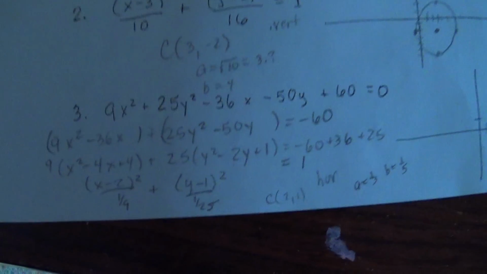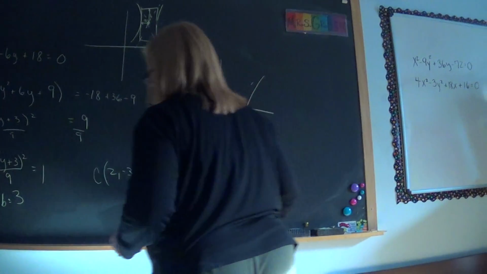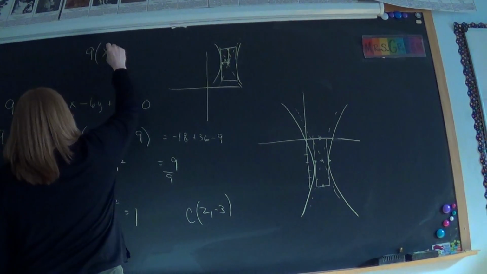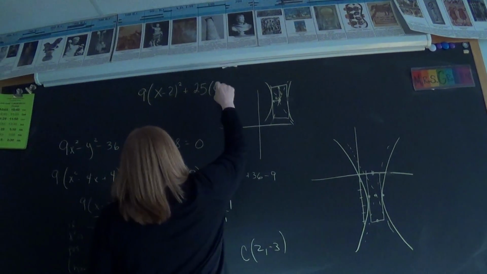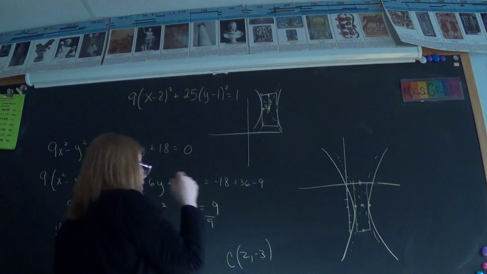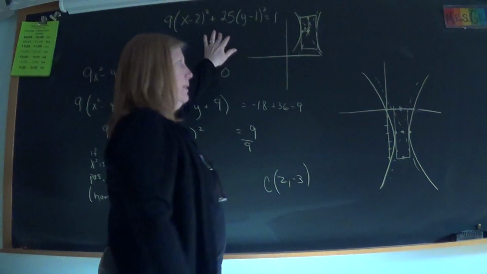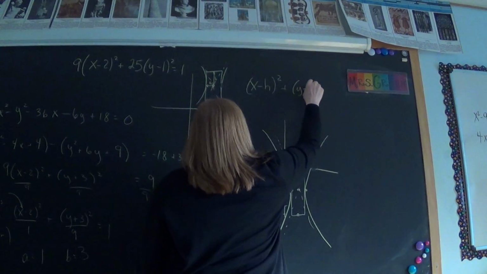So, I'm going to switch over to the board to explain. Yeah, that's probably better. All right, so read that again. 9 times x minus 2 squared plus 25 times y minus 1 squared equals 1. She completed the square on that one, number 3 under Roman numeral 3. And she completed the square correctly, but it's still not in the form that it needs to be. It needs to look like x minus h squared plus y minus k squared.